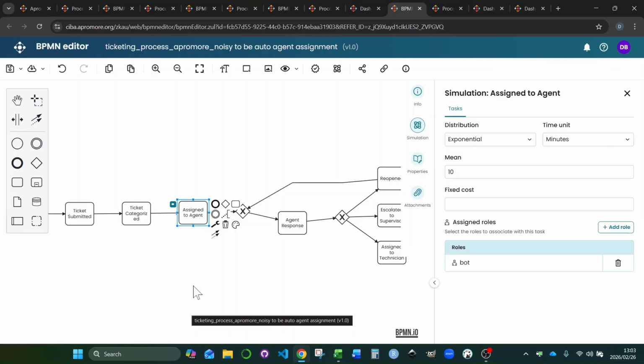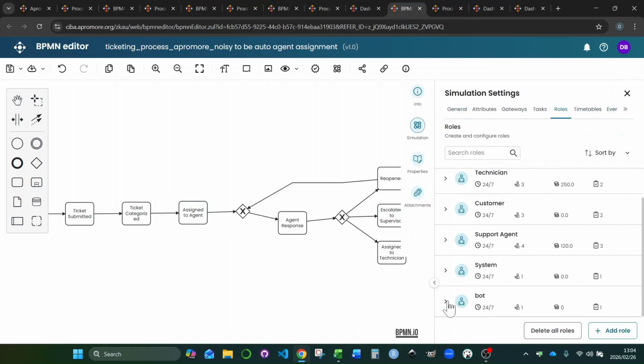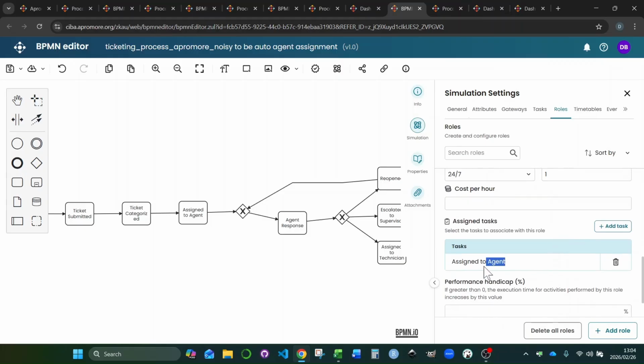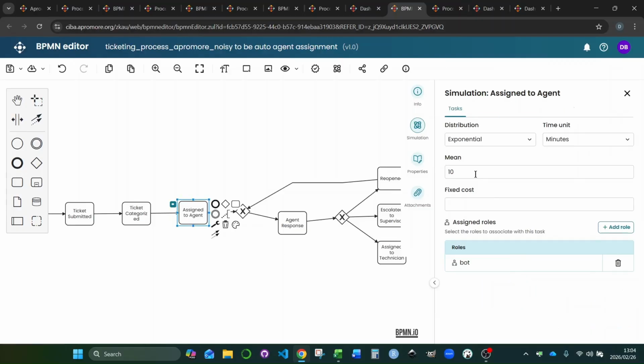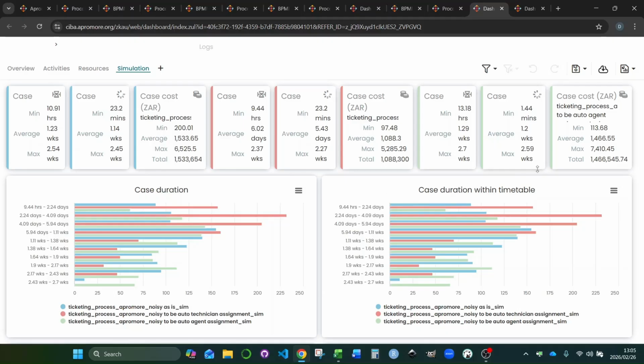Under this objective, Intervention A automates technician assignment. As in the previous benchmark, this reduces average handling cost per case by about 31%. Now let's move to Intervention B, automate agent assignment. To simulate this scenario, we create a bot role, assign it the task, then remove the existing role. We then modify the discovered parameter for the assigned to agent task, assuming that an RPA solution brings this task's processing time down to about 10 minutes, following an exponential distribution. The agent assignment bot shows a smaller cost saving, around 6%.